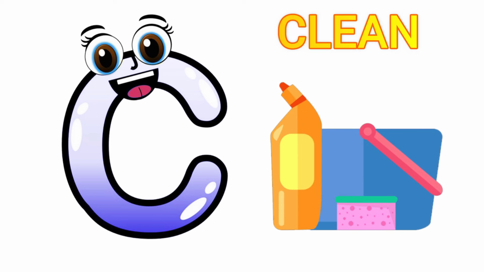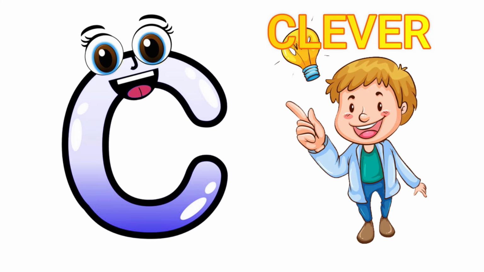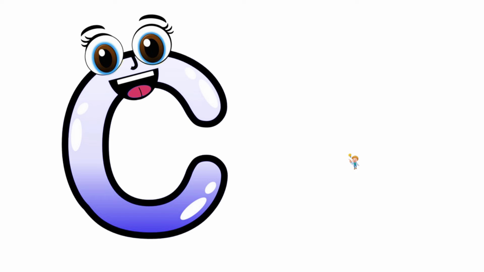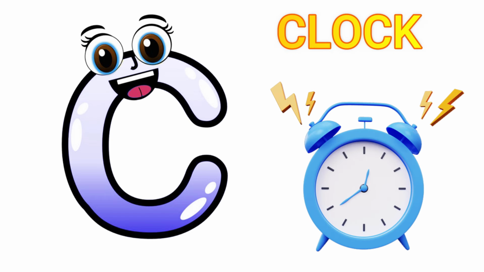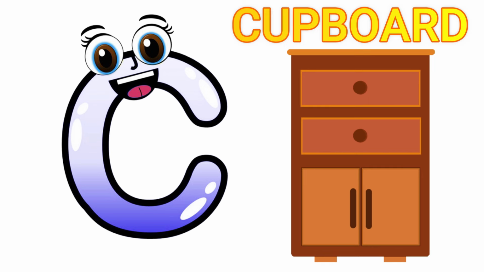C is for clean, ka, ka, clean. C is for clever, ka, ka, clever. C is for clock, ka, ka, clock. C is for cupboard, ka, ka, cupboard.